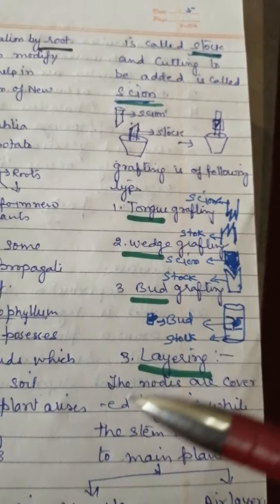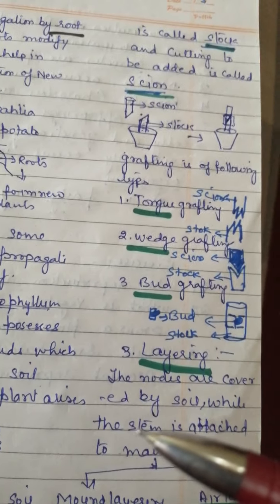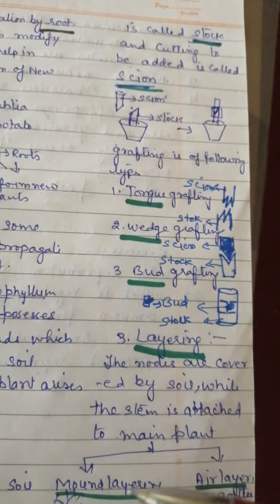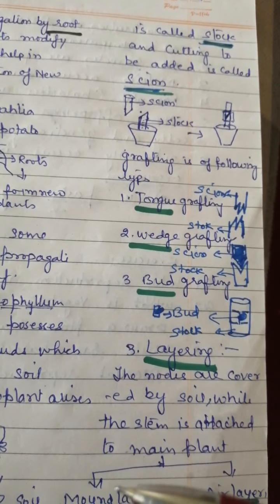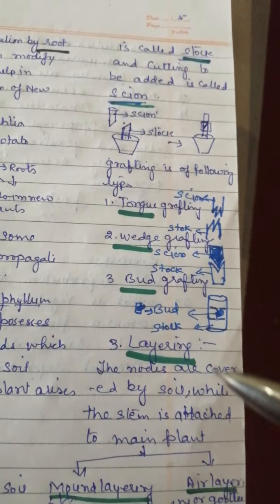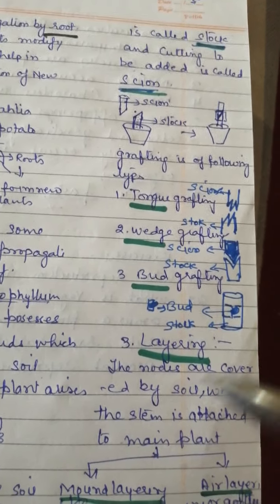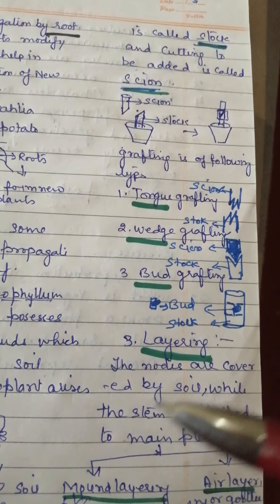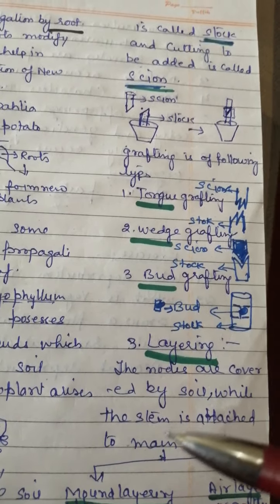Then the third one is layering, a very important one. Now in this layering, the nodes are covered by soil while the stem is still attached to the plant. Here we don't separate the stem from the plant. It is still attached to the plant and we cover it with soil. Now it is done in two different ways.